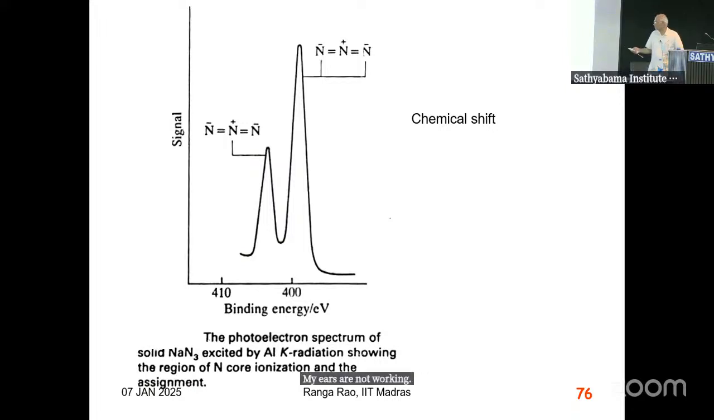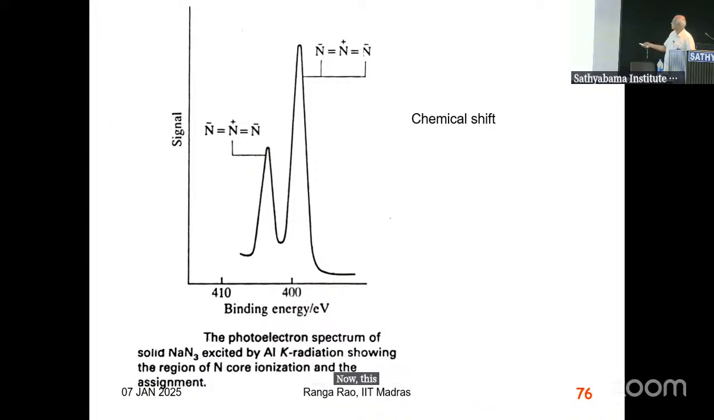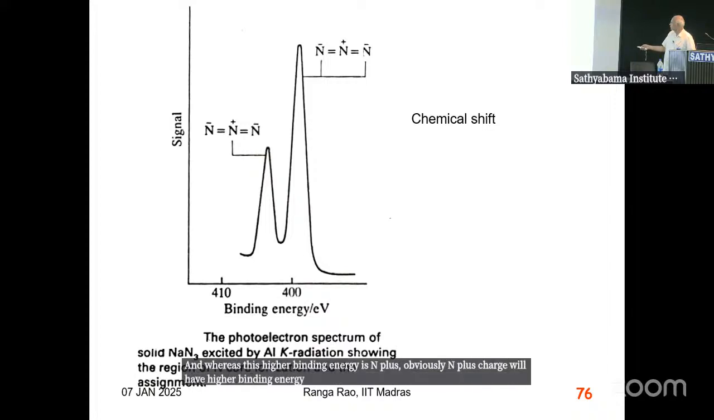Azide, correct. Azide. So azide, what is the electronic structure of azide? Is it like this or is it anything else? They recorded the spectrum and saw two peaks here. The strong peak is coming at lower binding energy. This is coming at higher binding energy, right? Now this lower binding energy is interpreted as N minus, two N minuses are there, whereas this higher binding energy is N plus. Obviously, N plus charge will have higher binding energy. And it is only one nitrogen, so its intensity is half of that. So this is the electronic structure of azide ion.